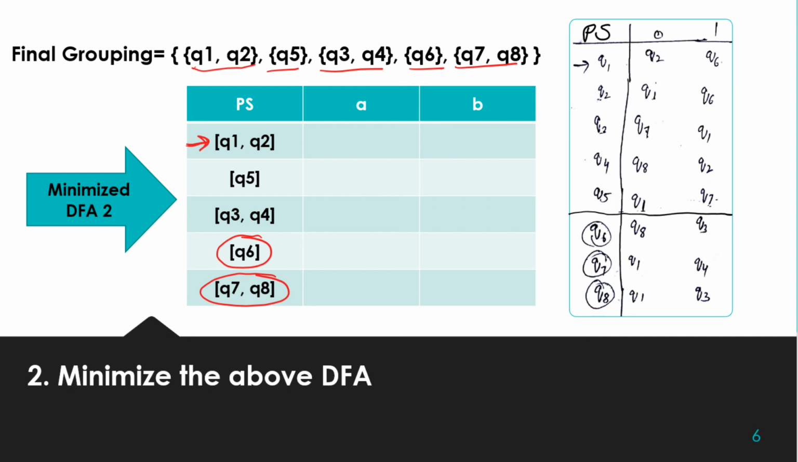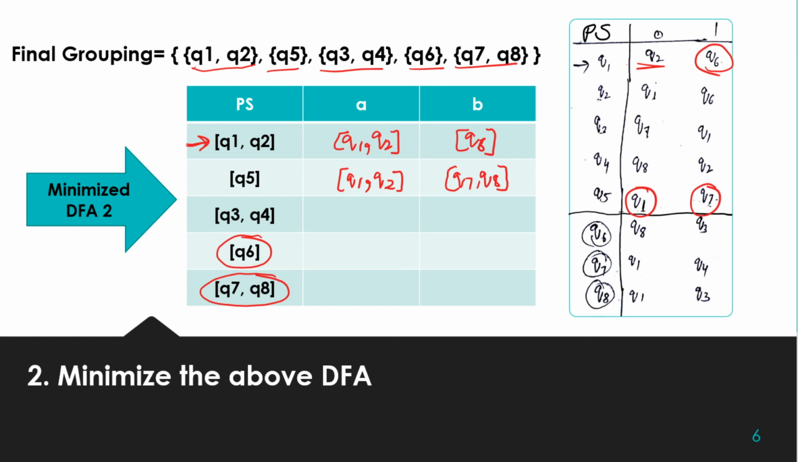So completing this process, from Q1 we are moving to state Q2. So we will be writing the complete set as Q1, Q2. And for input symbol B we are moving to state Q6. So here we are writing Q6. Next from Q5 we are moving to states Q1 and Q7. So Q1 is not an individual state, we have to write the complete set, and Q7 is part of this set, so we have to write the complete set.